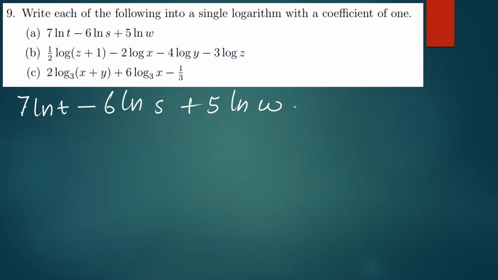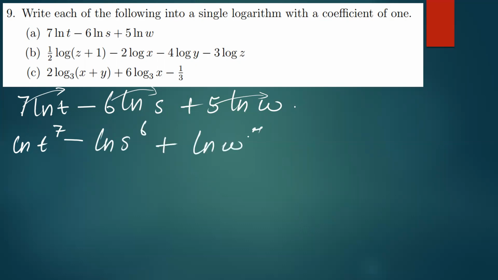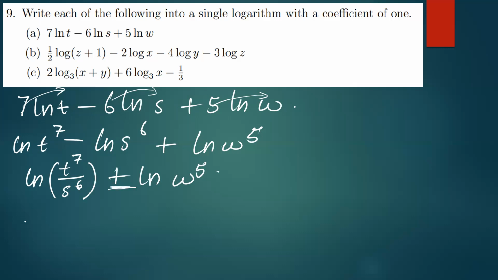So what we can do is first take these coefficients to be powers of the functions there. So this is going to be ln t to the power 7 minus ln s to the power 6 plus ln omega to the power 5. Then whenever you're dealing with logarithms, where there's subtraction, it means that you are dividing. So the first function will be ln, open brackets, t to the power 7 over s to the power 6, close brackets, then we have plus ln omega to the power 5. While there's addition, it means that you are multiplying. So this can be written as ln of omega to the power 5 times t to the power 7, then everything divided by s to the power 6. So we have written this as a single logarithm with a coefficient 1.